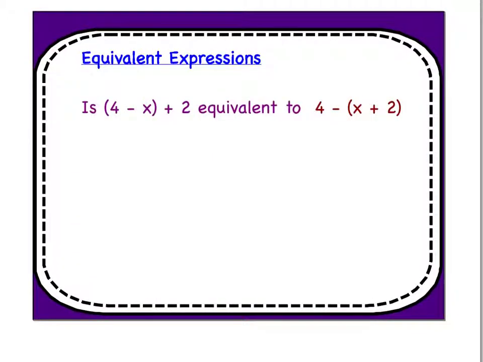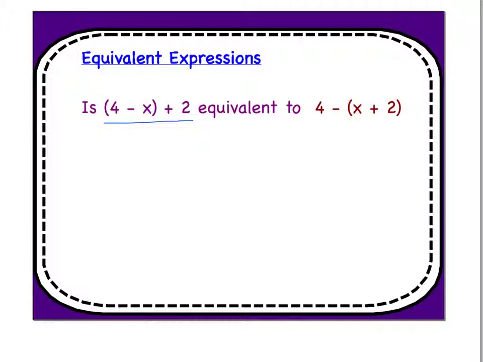The next one's asking us, is 4 minus x plus 2 equivalent to 4 minus the quantity of x plus 2? So one thing we could do is simplify the expressions. The only different thing on these, like this first one, there's nothing we can simplify because we can't combine the 4 and the x. We can leave those in parentheses.